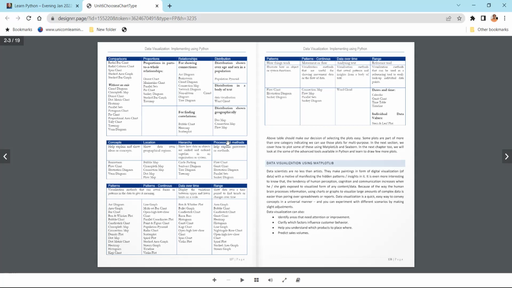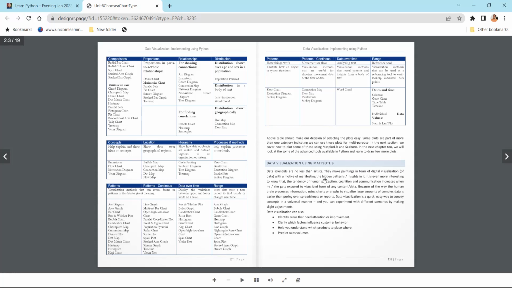Histogram, sir. Histogram, box plot. Histogram, box plot, scatter plot. Obviously, these are your important graphs that we talk about. Yes, these are the important graphs.